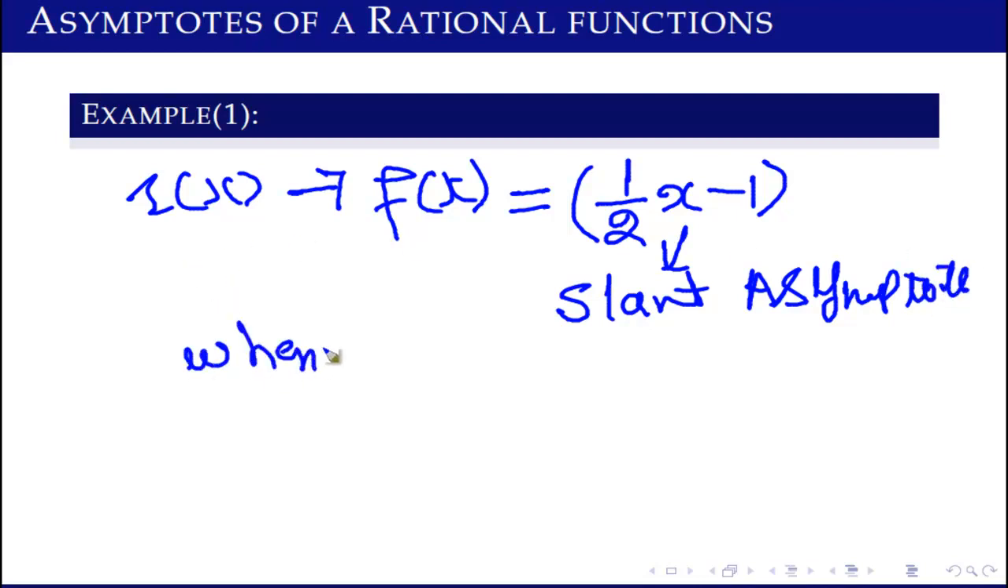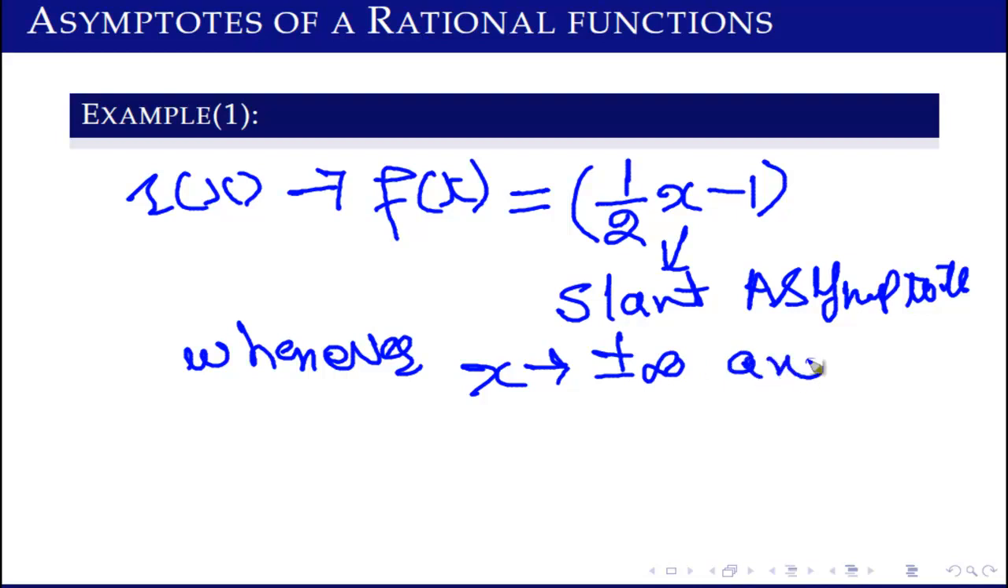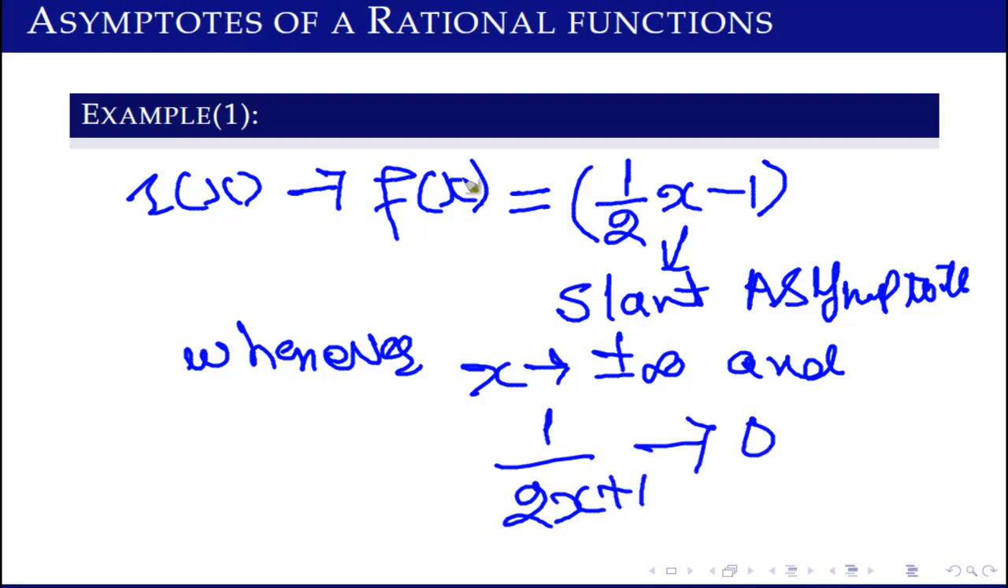Whenever x approaches plus minus infinity and 1 over 2x plus 1 approaches 0, then this curve f of x, which is a straight line, will show the asymptotic behavior of the curve r of x. इसको more clearly ज़्यादा हम देखते हैं ग्राफ से कि ग्राफ के अंदर ये जो हमारे पास slant line है ये किस तरह show हो रही है.